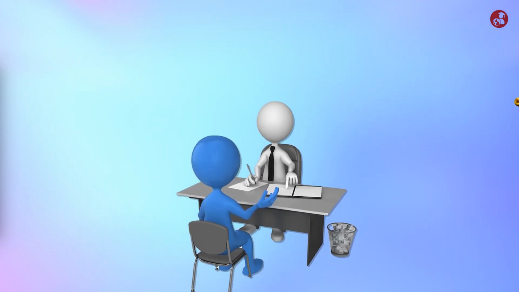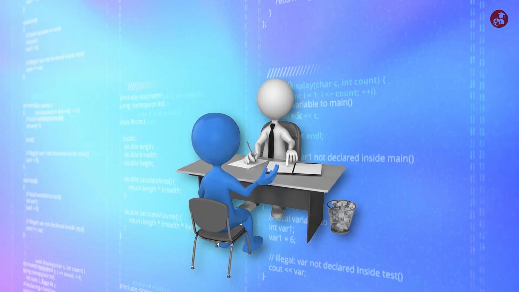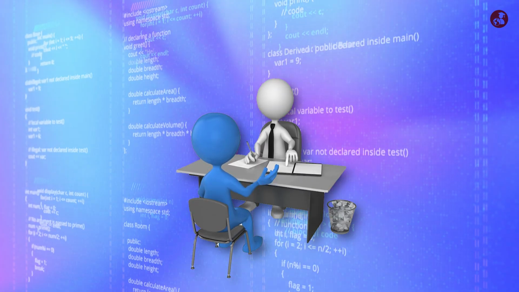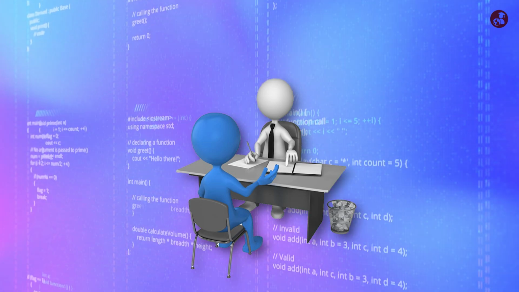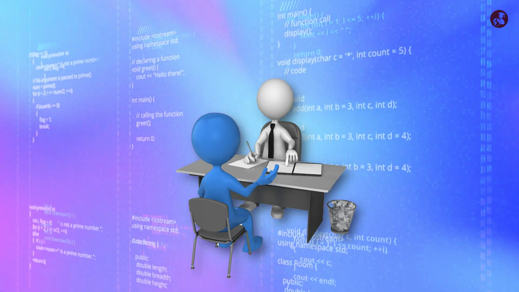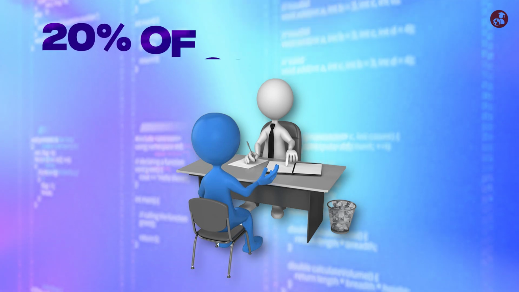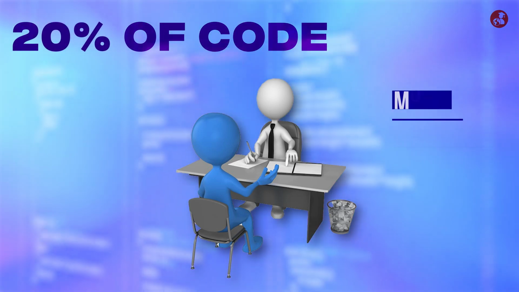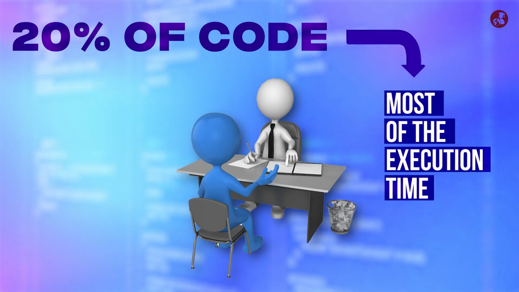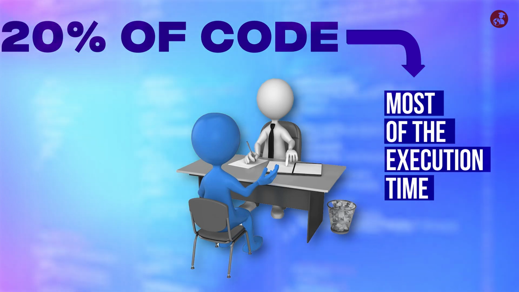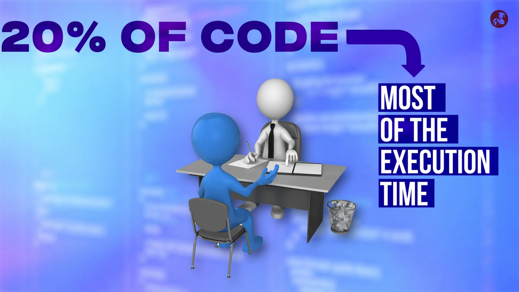So the next time, if the interviewer asks you to optimize a given code, just try to figure out those frequently called functions or sections of the code looping multiple times. That 20% of code is contributing to most of the execution time. Target that portion of code. Use these simple techniques and you will end up optimizing your code significantly.